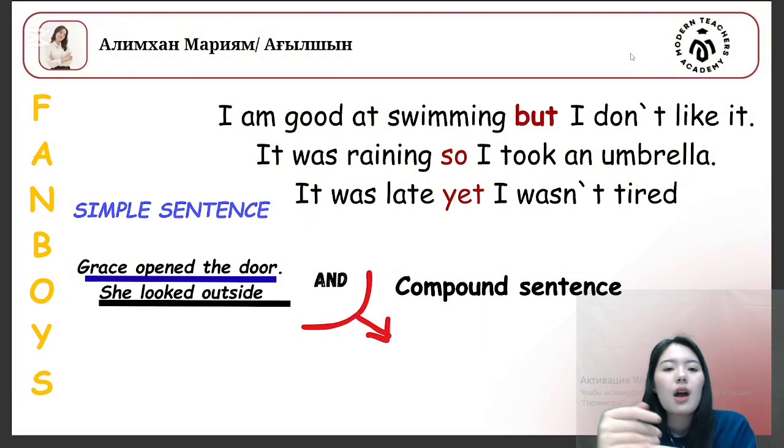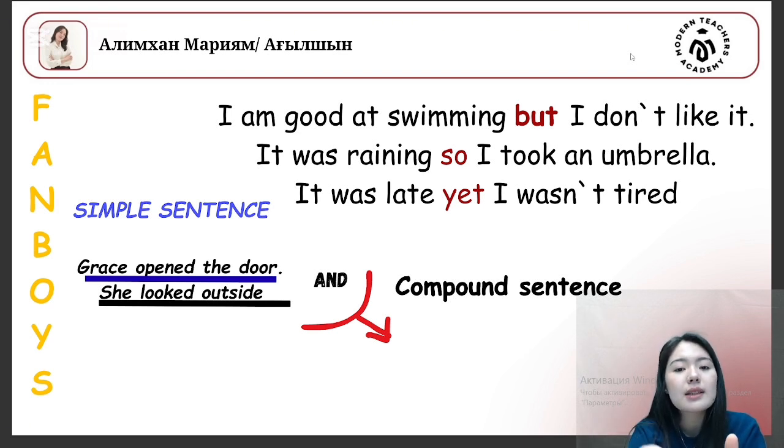Second example: it was raining, so I took an umbrella. Also, it was late, yet I wasn't tired.